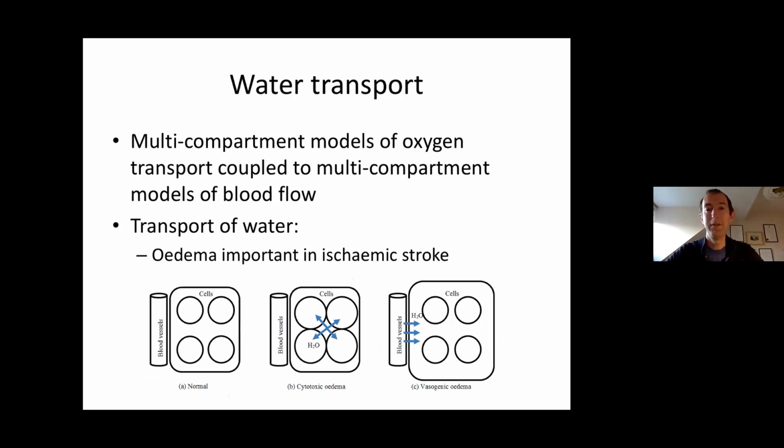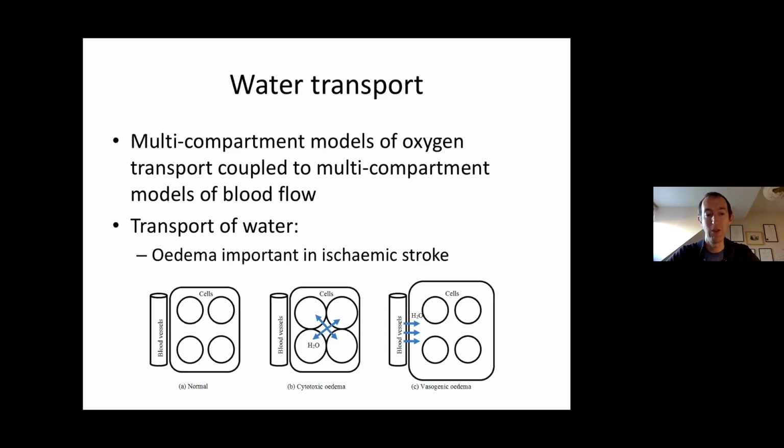Also, having talked about that very briefly, I'm just going to mention a little bit about water transport, because we obviously care about the transport of water, and because edema is very important in ischemic stroke. At the moment, our model doesn't really consider this at all, which means that if we're going to look at stroke and do validation, we can't consider any patients where there's significant edema. Whereas that is actually very important in a lot of patients, and particularly telling the difference between cytotoxic edema and vasogenic edema, as you can see in the bottom.